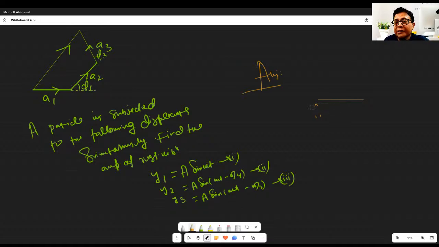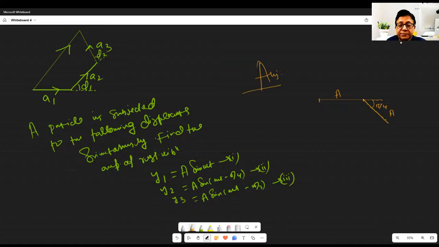Wait, all these things I am writing afterwards. Let me take this angle as pi by 4. Which one? This angle as pi by 4. If it is pi by 4, then I have taken rightly. This one A, this one A.